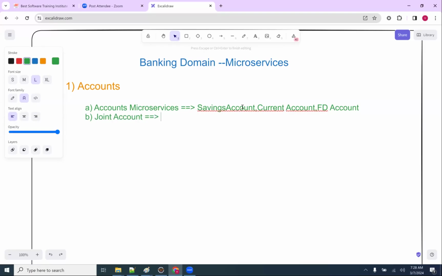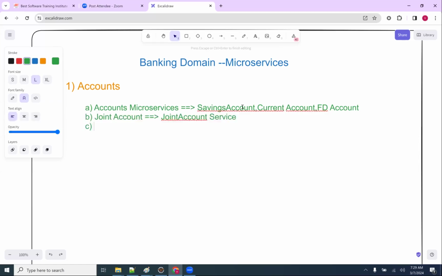Because there are 2 or 3 persons, and the 2 persons should sign it. I mean, especially companies or businesses should have joint accounts, right? The joint account process is completely different. The code is also completely different. Implementation is also completely different, right? So joint account is a separate microservice, the joint account service. Understand, sir?